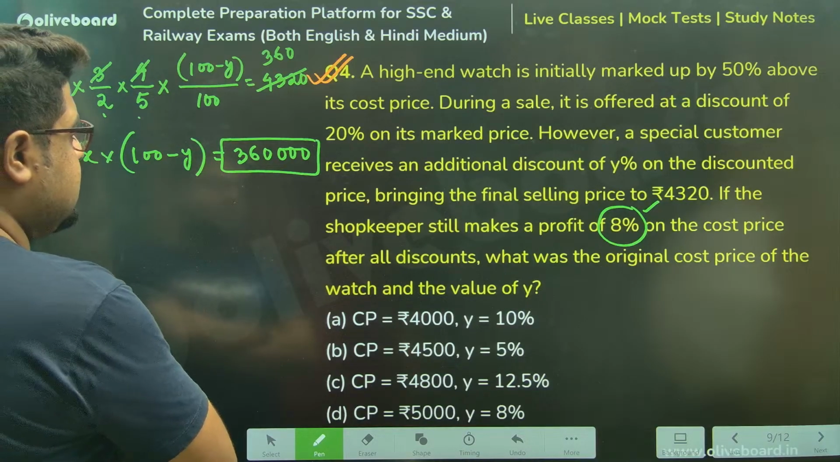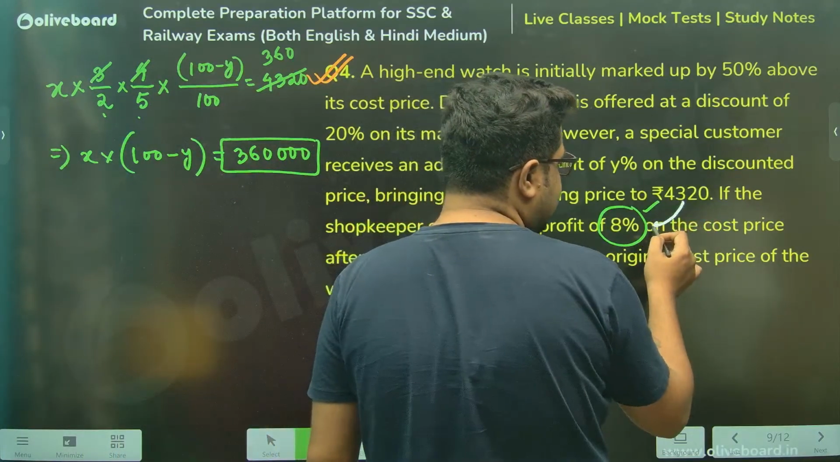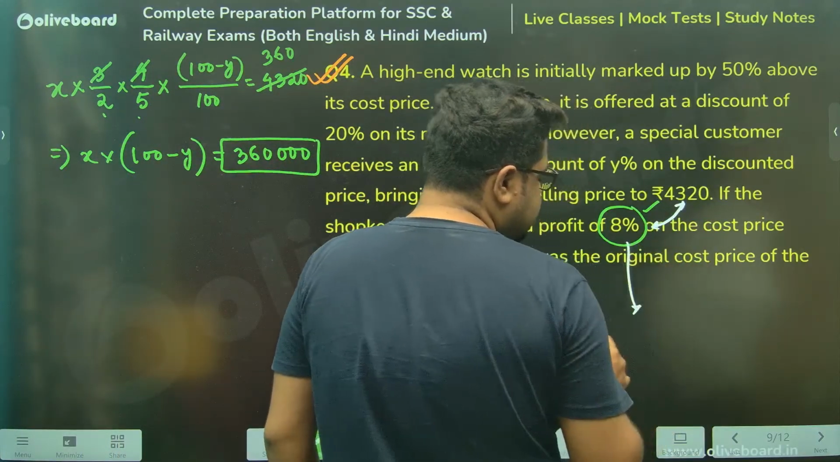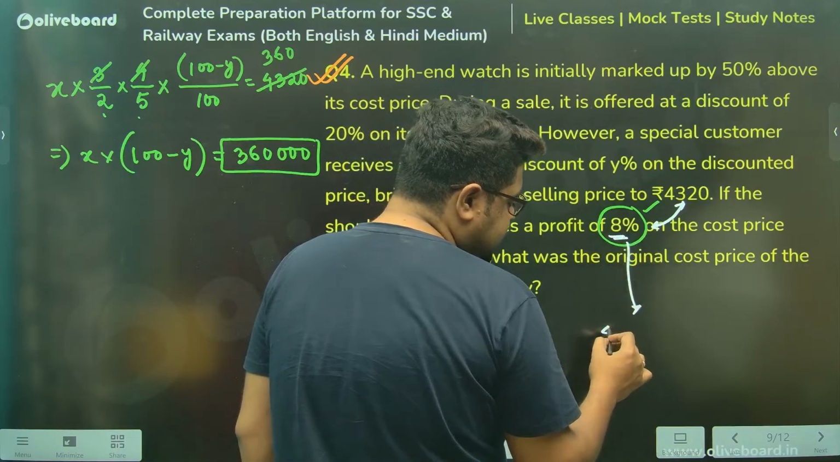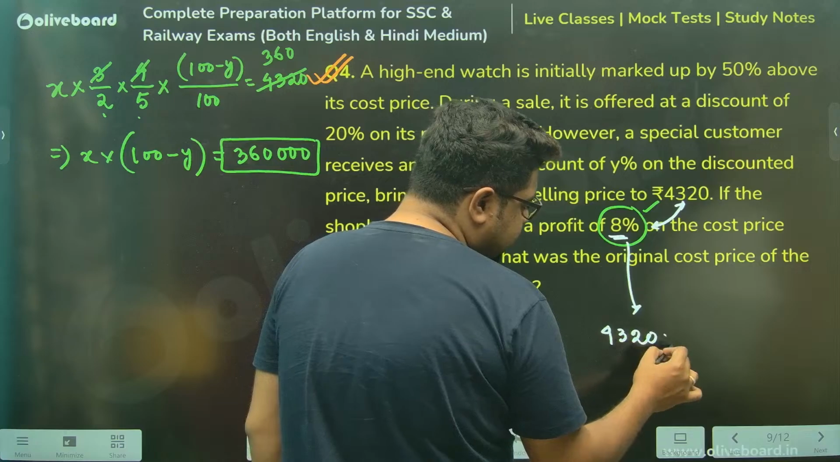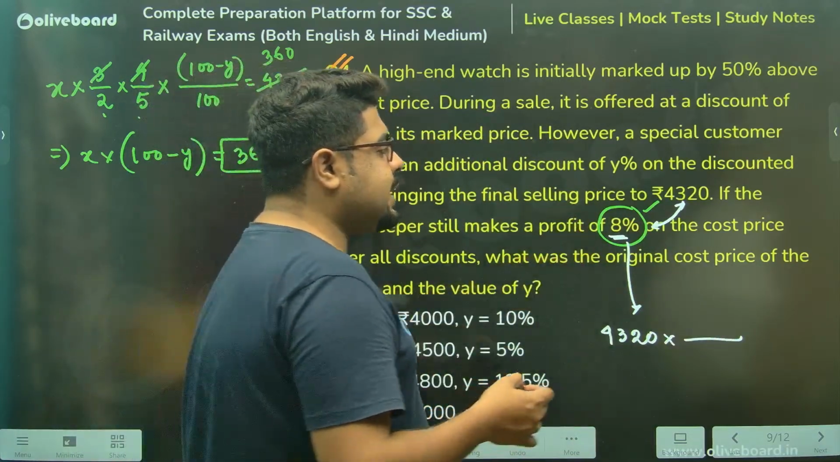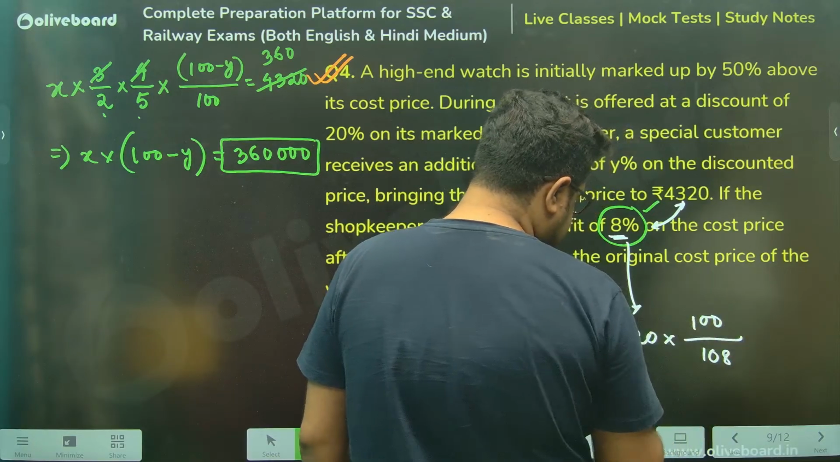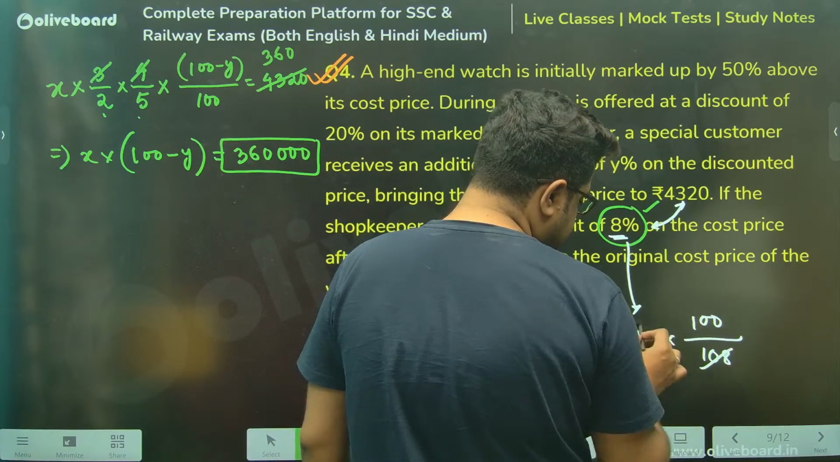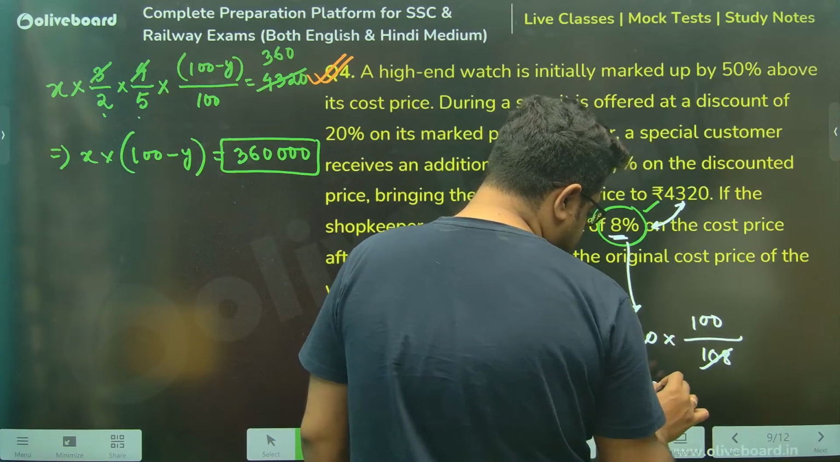Just a second. So from here now, I'll get the CP. It will be better if I just calculate this separately rather than taking X. I'll cancel X. Sir, this is 8%. So 4320 represents, if there is an 8% profit, 108%. And I need this CP. CP is 100%. So this is 4,000 rupees. So this is CP, sir.